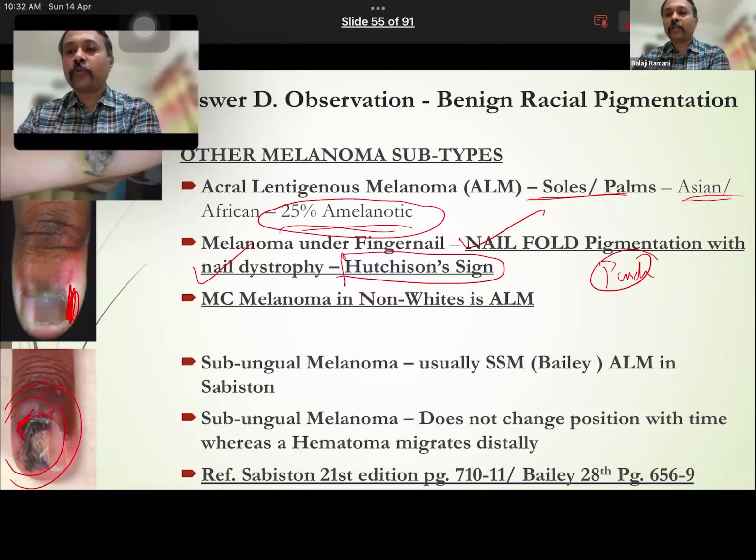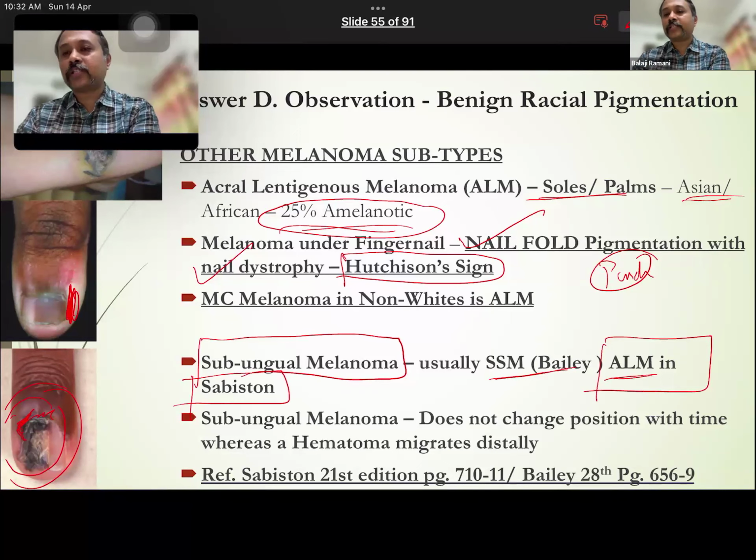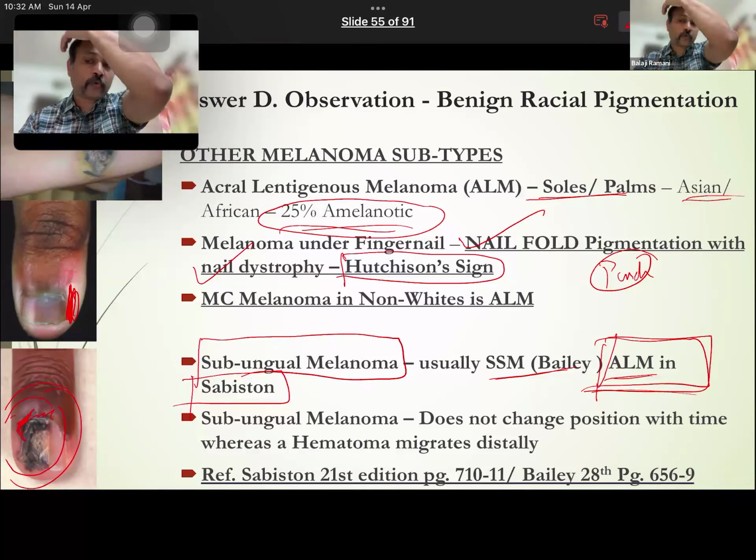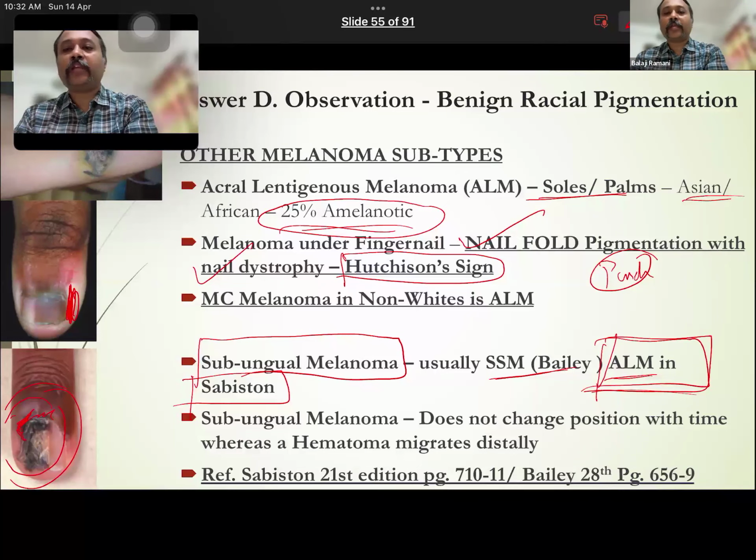Now, subungual melanomas are mentioned as SSM in Bailey, acral lentiginous and subungual. Usually, I think we will group it along with the acral lentiginous. So if they ask you which subtype is this, I think the answer should be marked as acral lentiginous. It does not group under SSM. SSM is a separate entity. Generally, when we talk about the other areas, we talk about it as SSM. In the peripheries, whenever a melanoma happens, we group it under acral lentiginous melanoma.